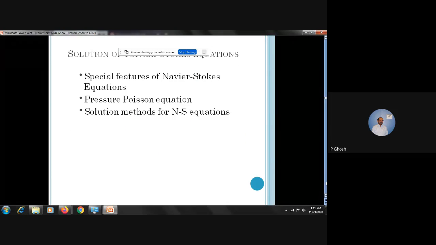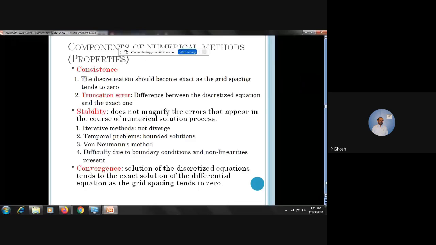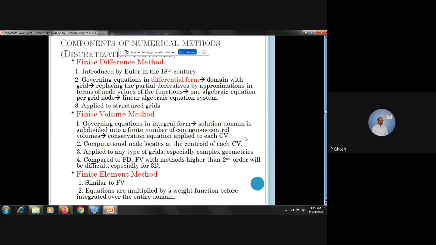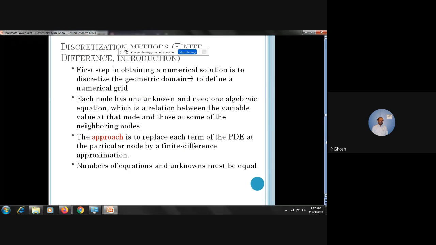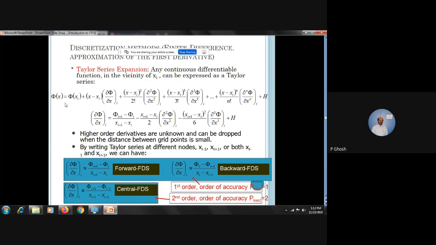One of the ways to express this as an algebraic equation is the finite difference method. In the finite difference method, we take the governing equation in differential form and the domain on a grid, replacing the partial derivatives by approximate terms in terms of the nodal values of the function, one algebraic equation per grid point, so it is transformed into linear algebraic equations. If you write the Taylor series expansion of any function, the derivatives are either first order or second order, so you have to write the first or second order derivatives in terms of finite differences.